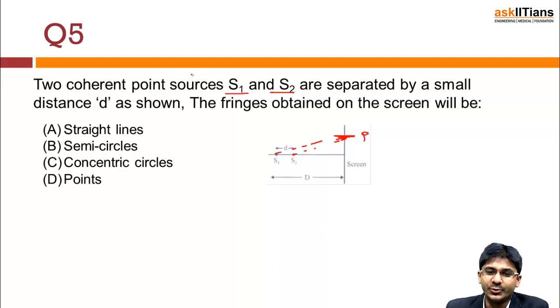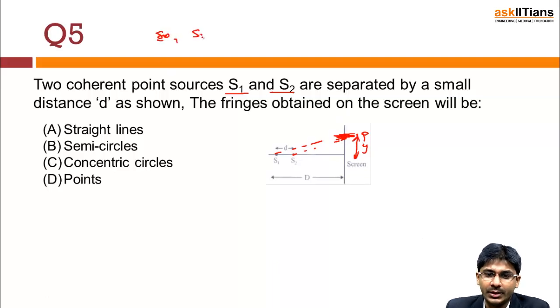Okay. Now suppose if this is a maxima, then the path difference will be an integral multiple of lambda, otherwise it will be a non-integral multiple of lambda, or it could be any value. Since we have to find out the pattern of the fringe, let's assume this distance as y.